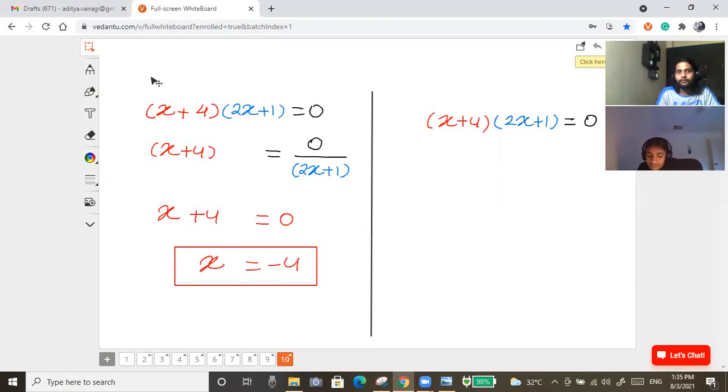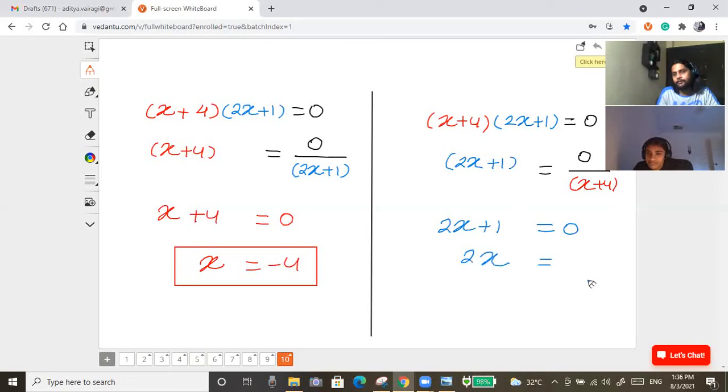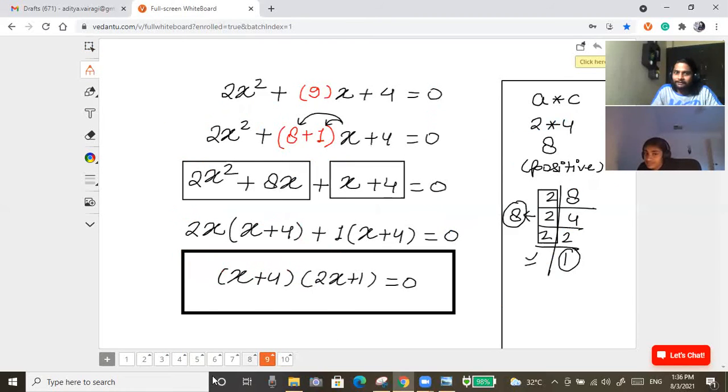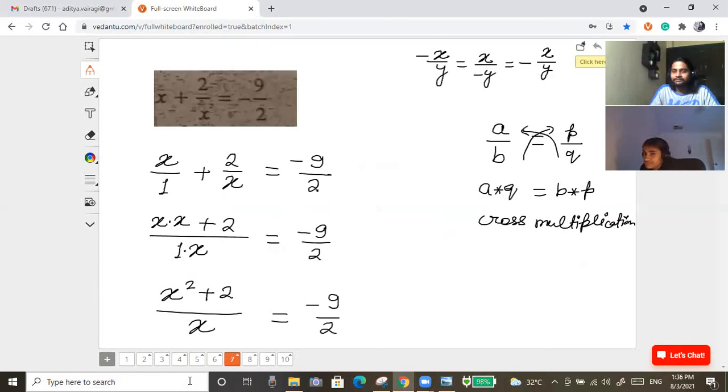Similarly, this time you want to keep this 2x plus 1 to this side, and you will now bring your red bracket to the other side, which is x plus 4. So you know what to do. Now this becomes 0, so 2x plus 1 equals 0. 1 goes to the other side, that becomes negative 1. 2 goes to the other side into division, so negative 1 over 2. That's the answer. Okay? Now just go through it from the beginning and then tell me if you have any doubt in the question.